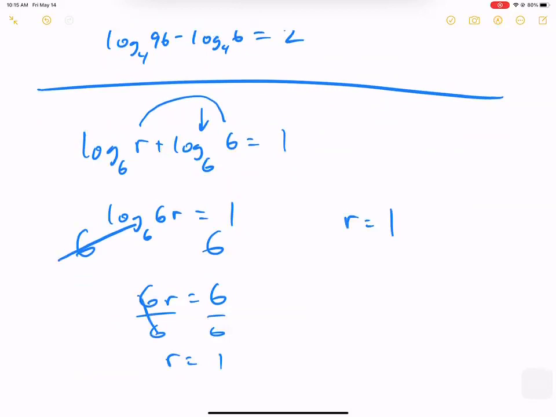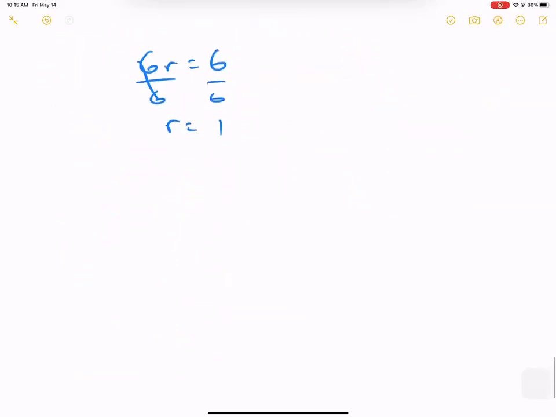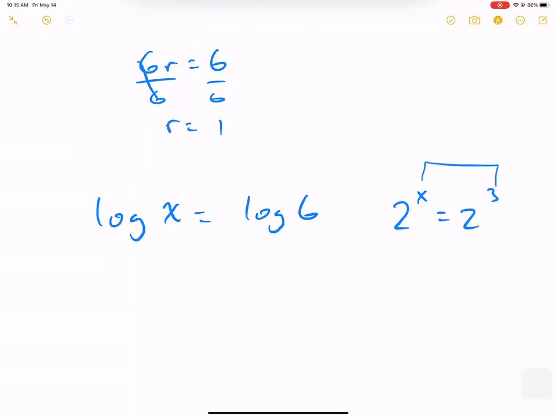Okay. All right. Do logs get more tricky? They can. Now here is one more for you guys. What if I see logs on both sides? Log of x is equal to log of 6. I want you to see this is very similar to when I was writing 2 to the x is equal to 2 cubed. Couldn't you just say x is equal to 3 and x is equal to 6 here? Yeah, x is equal to 6. That's what we're expecting. In order for them to be the same, the stuff inside has to be the same.